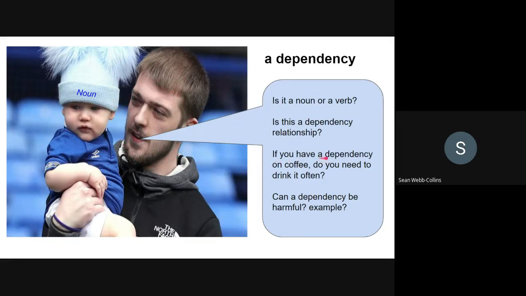And if you have a dependency on coffee, do you need to drink it often? Yes. If you have a dependency, it means you have a reliance on it. You desire it, you need it, you crave it.